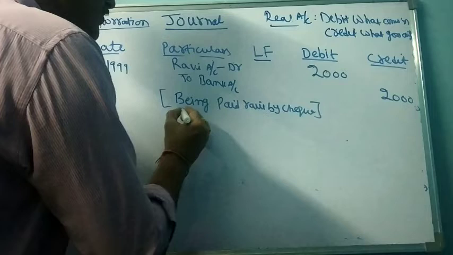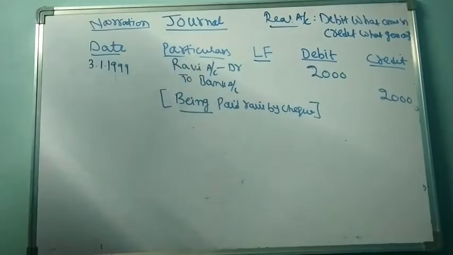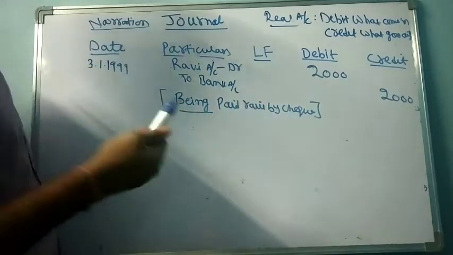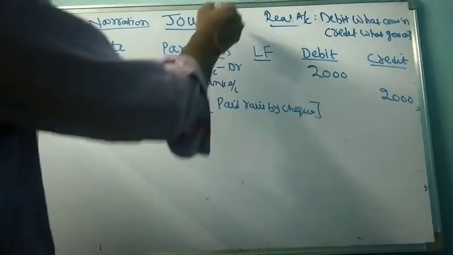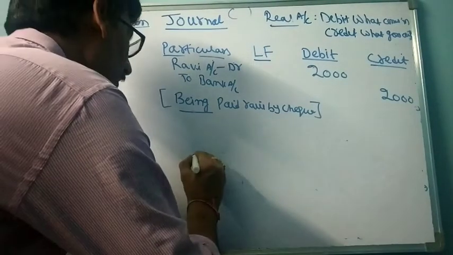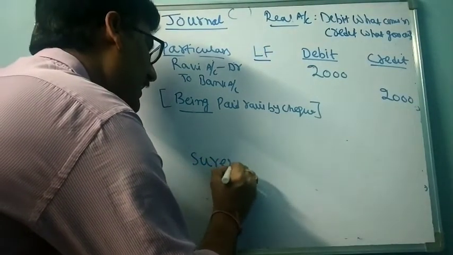But the only thing is you should write "being" before the narration. Always begin the narration with "being" and put it in brackets, whatever brackets they may be, square or normal brackets like this. One more transaction.